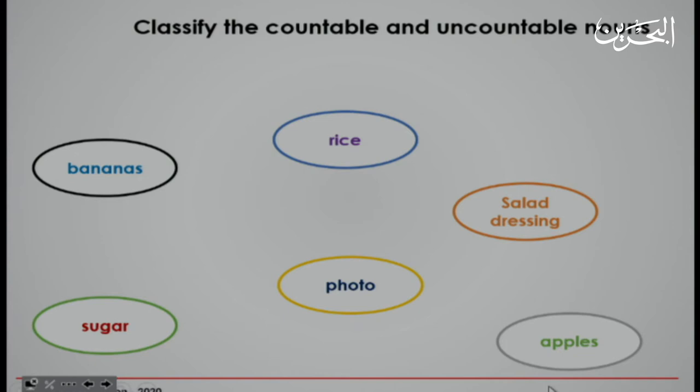Classify the countable and uncountable nouns. You have nouns. You should put them in two categories, countable and uncountable. You have 2 minutes.